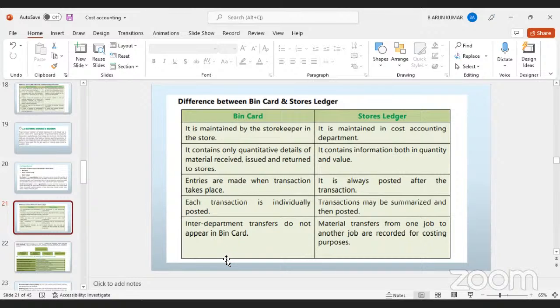And the final difference, the last one, is that inter-department transfers do not appear in the bin card. We have three or four stores departments. At that time, when we send the goods to some other bin card box, we don't enter it in the stores ledger. In the stores ledger, we maintain the transfer from one job to another job, as each job is different from the others. Okay, this is the main difference between the bin card and the stores ledger.